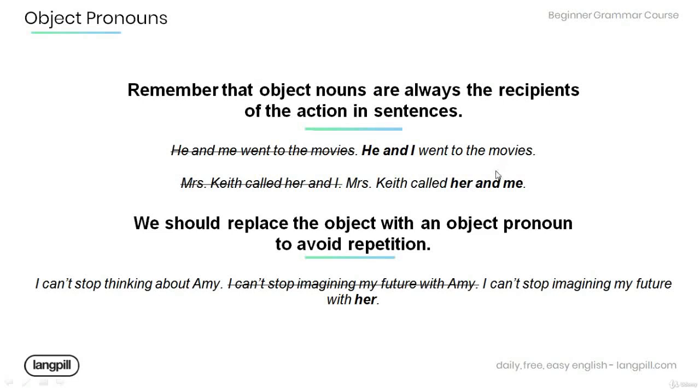Let's have a look at another example over here. "Mrs. Keith called her and I." Now this sentence is incorrect because the subject pronoun "I" is being used as the object of the sentence. The correct form would be "Mrs. Keith called her and me."